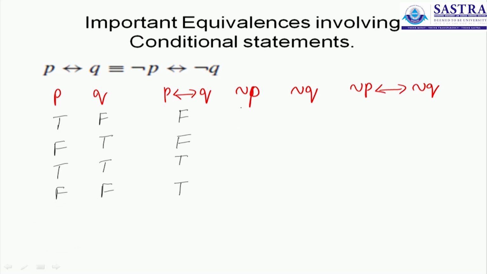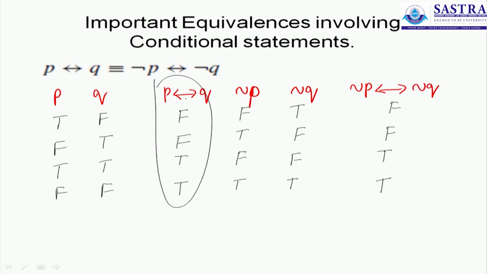We will flip P, false, true, false, true. We will flip Q, true, false, false, true, and a biconditional between columns 4 and 5. Only the last two are true, remaining are false. Now compare columns 3 and 6. You will see that there is a 100% match, and hence you have one more equivalence.